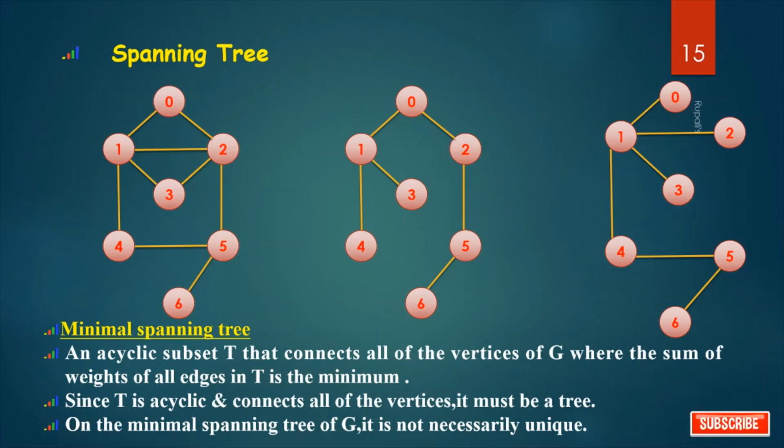Why is it called a tree? Because it is acyclic and connects all of the vertices. So it must be a tree. And remember, the minimal spanning tree of G is not necessarily unique. There may be more than one minimal spanning tree for a particular graph G.